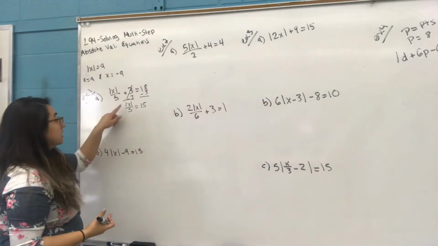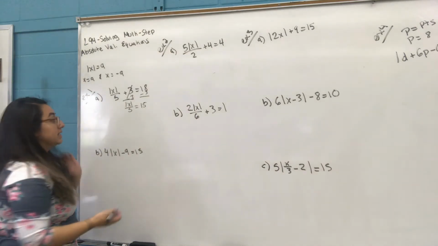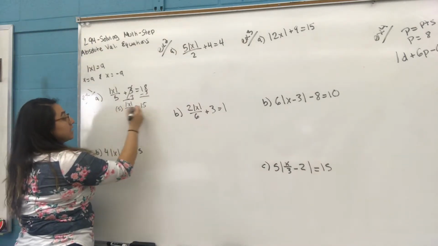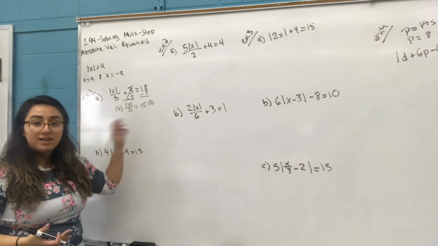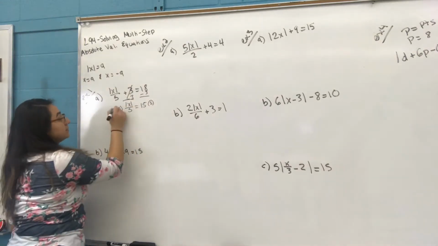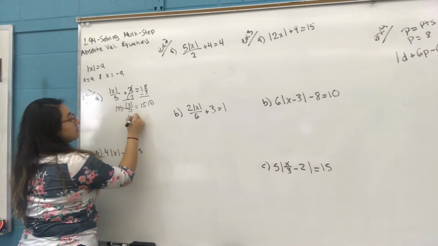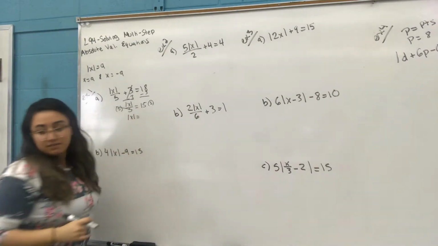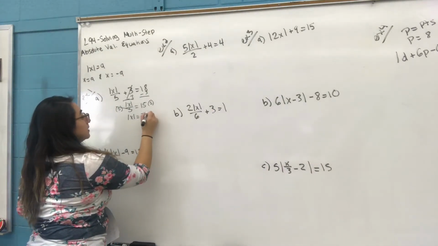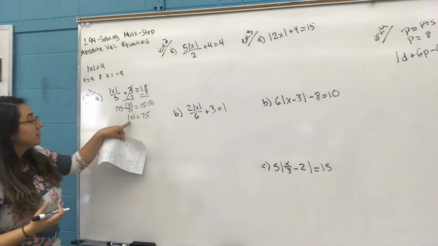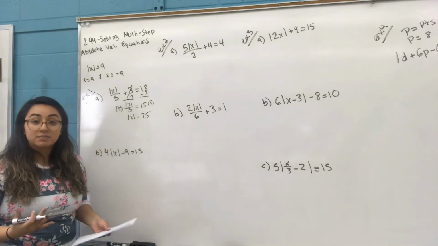In this case, to get the absolute value symbol by itself, or the bracket, you multiply both sides by 5. Reason is, the absolute value of x is dividing into 5. Opposite operation is multiplying. This cancels out. Now you have the absolute value of x is equal to 15 times 5, which is 75. So now you have the absolute value of x is equal to 75, but that's not your complete answer.